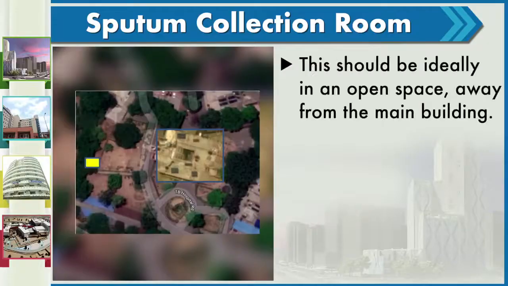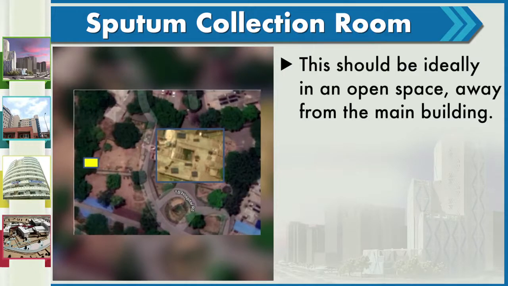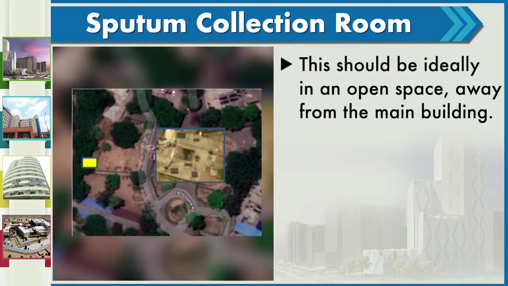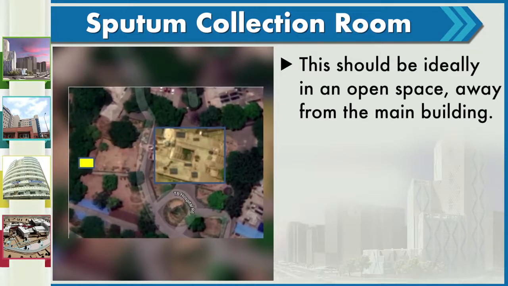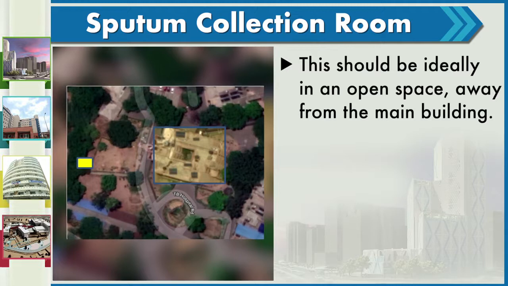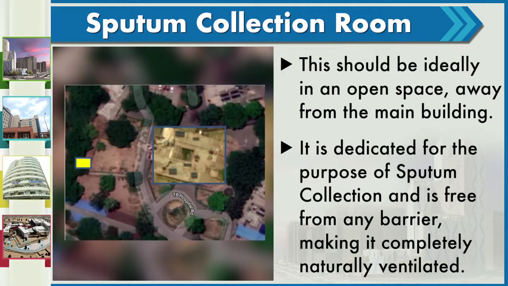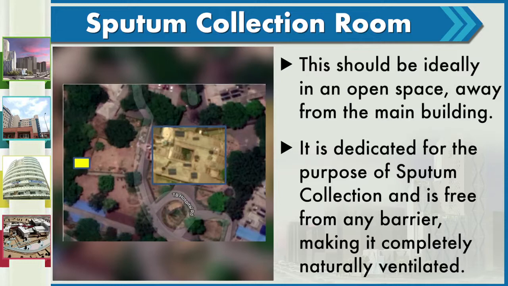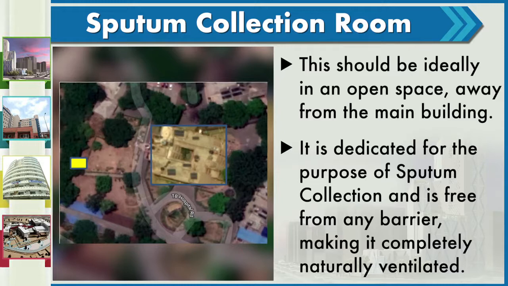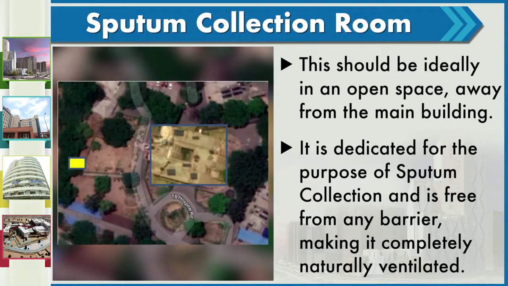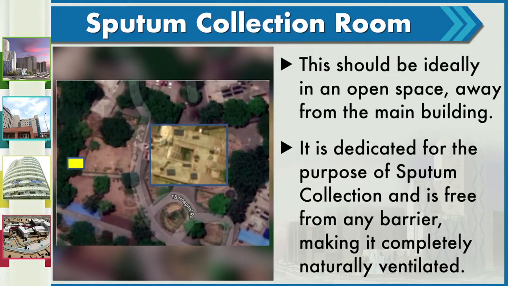Now what is a sputum collection room? People who have tuberculosis have to give a sample of their sputum. This should not be part of the main building. As an example, a very big TB hospital in Delhi has a sputum collection center away from the main building. We'll give you that as part of the reference material. There should be a dedicated sputum collection area, free from any barrier. It should be a shed-like building. The top should be covered to prevent rain and sun, but all four sides should have no walls and it should be completely open.